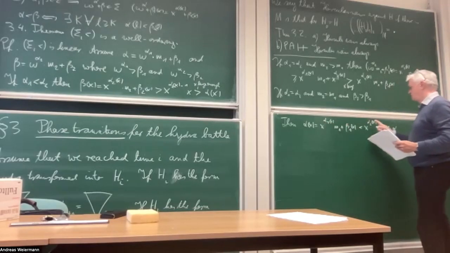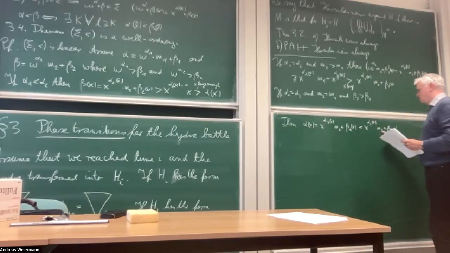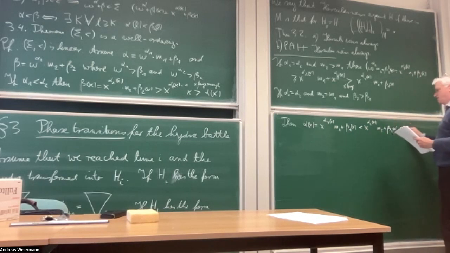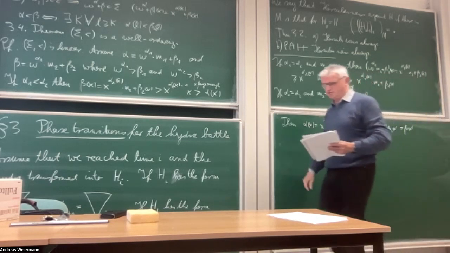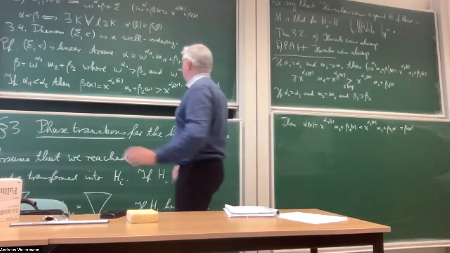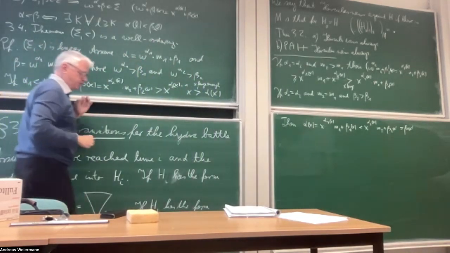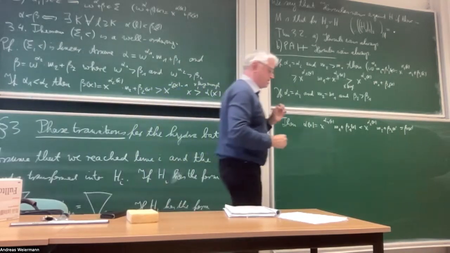So alpha 1 is the same as alpha 2, m1 is the same as m2, and beta 1 is eventually dominated by beta 2. So this term is eventually dominated by this one, which is beta of x. So what's going to happen is the following. We have two terms, alpha and beta, and then we consider the possibilities.